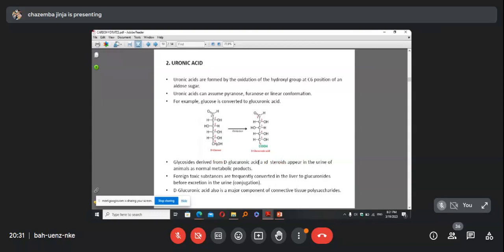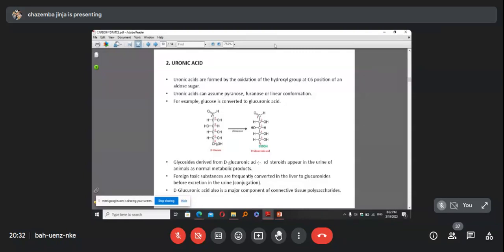Now, uronic acid is different in that it's formed by the oxidation of the hydroxyl group at carbon number 6. Carbon number 6 of the hexose sugar, in this case an aldose sugar because we have that aldehyde group there. So uronic acids can assume a pyranose, furanose, or linear type of conformation. It can either be linear, or a furanose forming a ring with 5 carbons in it, or a pyranose, depending on the physiological need.